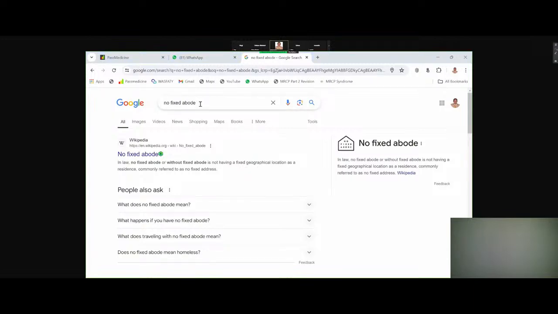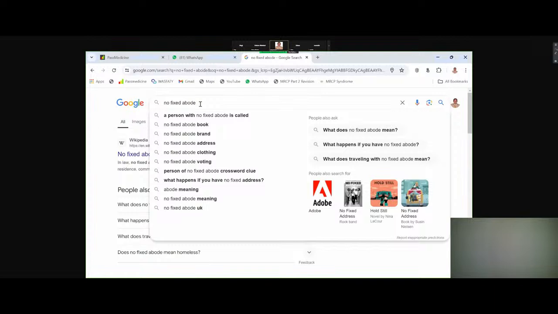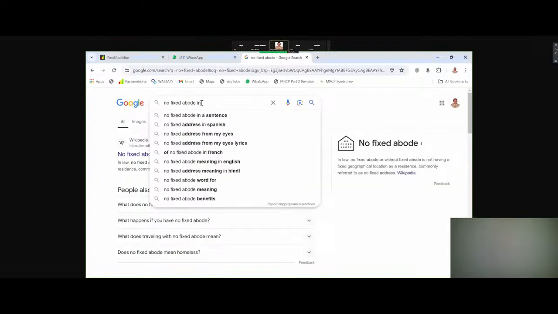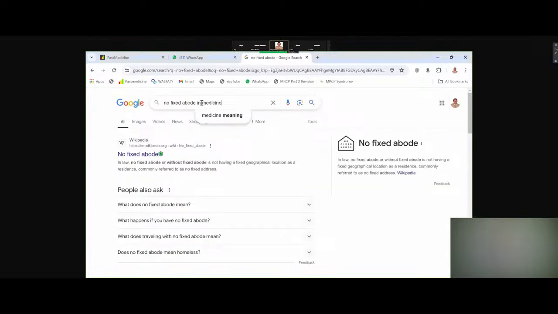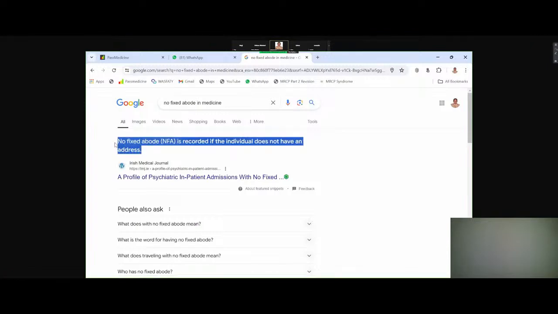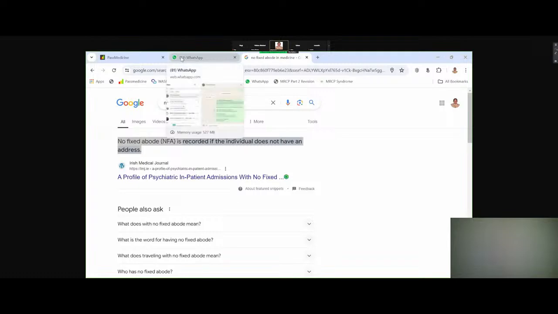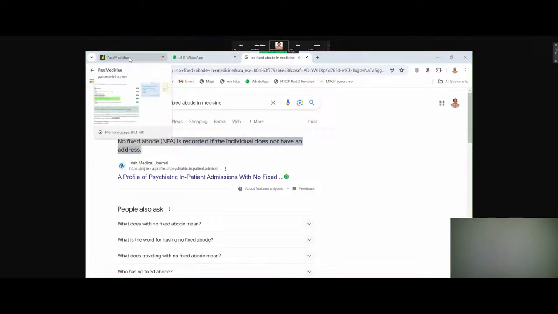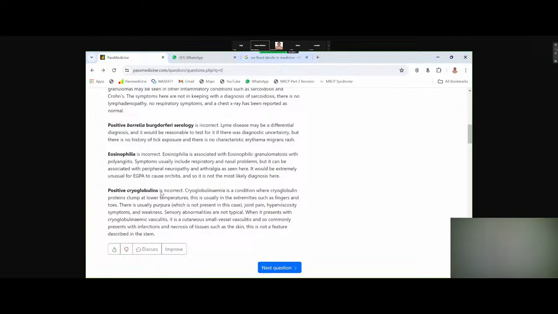No fixed abode is recorded in medicine if the individual does not have an address. If the patient has no address, you will be writing no fixed abode. He doesn't have any address, maybe he lives in any place. You can say something like a homeless person or like that.